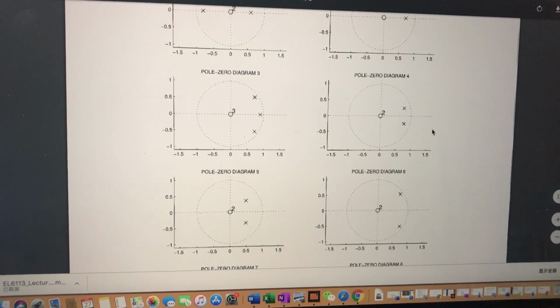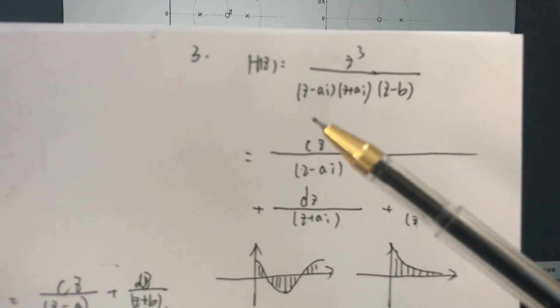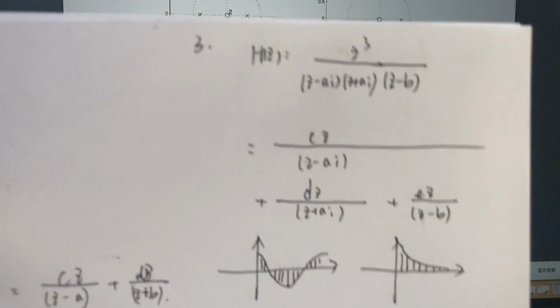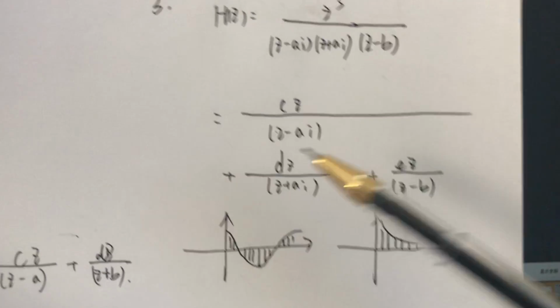And next, we're going to talk about diagram 3. In this diagram, we have 3 zeros and 3 poles at 0 equal to 1, and 2 of the zeros are complex, this one, and 1 is real. So we could find the transfer function, which is this one. 2 complex numbers and 1 real number. So by partial fraction, we get this combination.